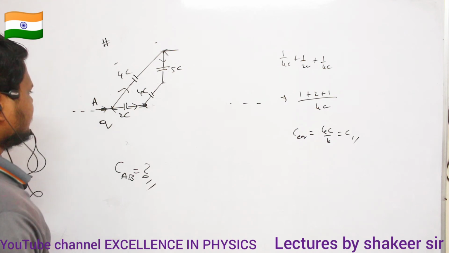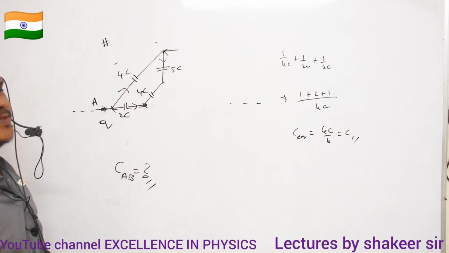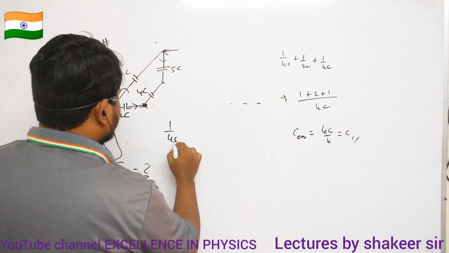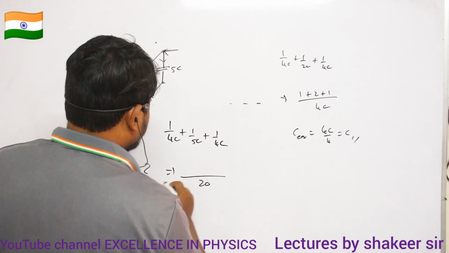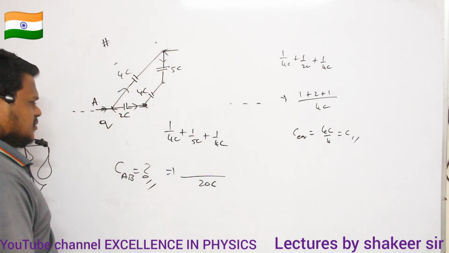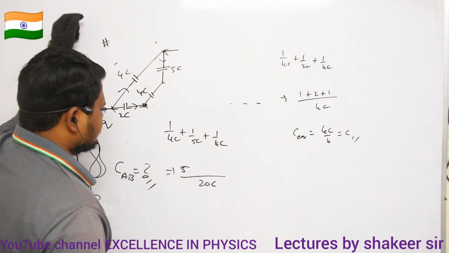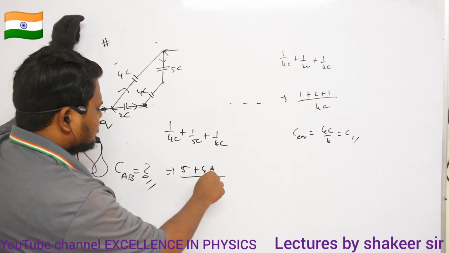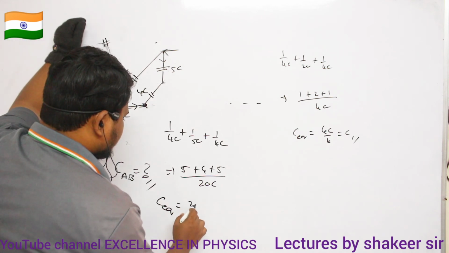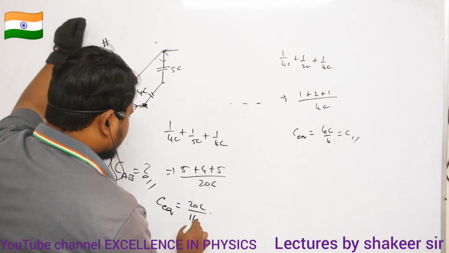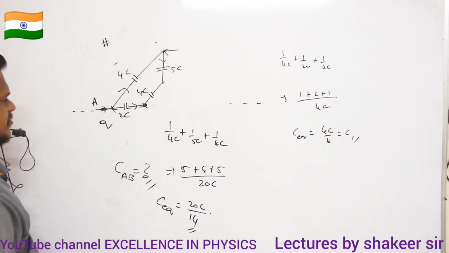Clear? So after getting 5C, 4C, 5C and 4C, they are again connected in a series connection, no? So therefore 1 by 4C plus 1 by 5C plus 1 by 4C. So 20C will be my LCM. Then it is 5 plus 4 plus 5. So therefore C equivalent is equal to how much? So 20C divided by 14 I got. Clear? So instead of all these capacitances, I can write 20C divided by 14.